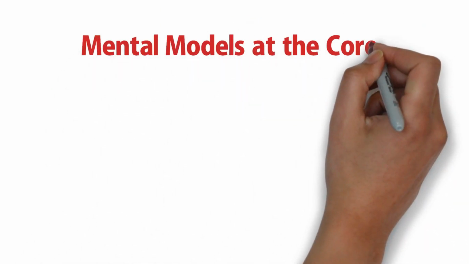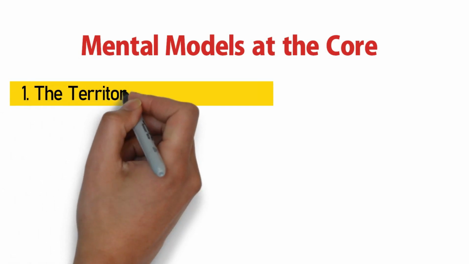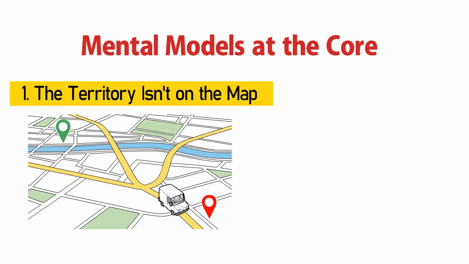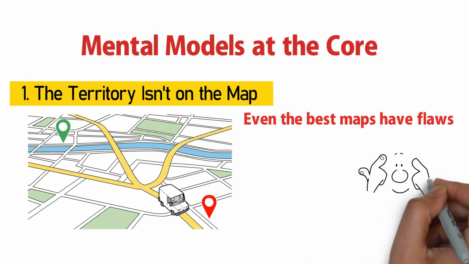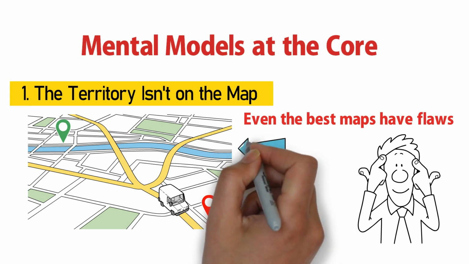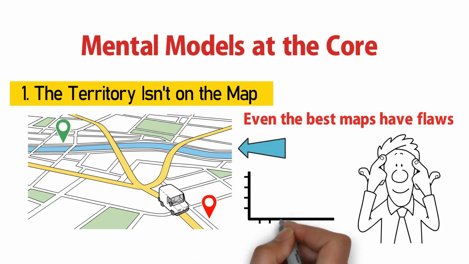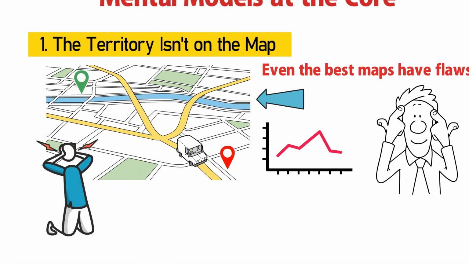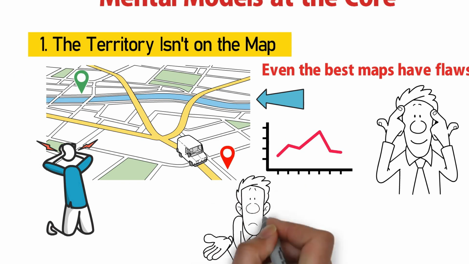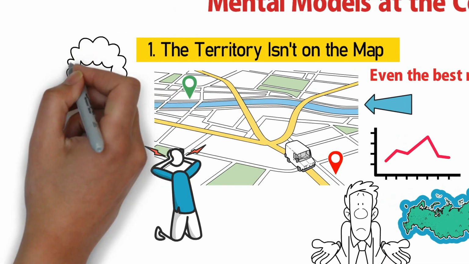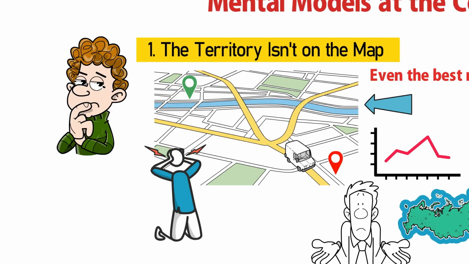Mental models at the core. Number 1. The territory isn't on the map. Reality is not depicted on a map. Even the best maps have flaws. This is due to the fact that they are reductions of what they represent. If a map accurately depicted the territory, it would no longer be a reduction, and thus no longer be useful to us. A map can also represent something that no longer exists, such as a snapshot of a moment in time. This is critical to remember as we solve problems and make better decisions.